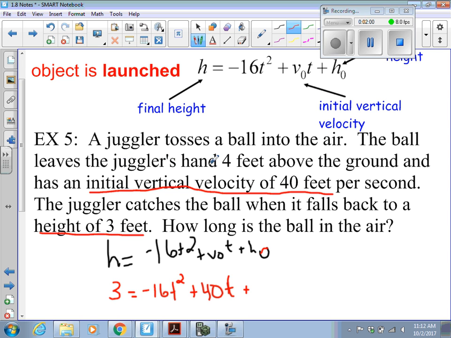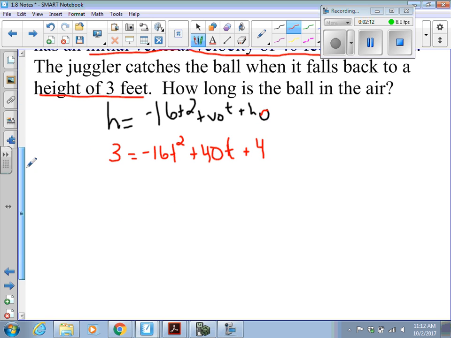It says the ball leaves the juggler's hand 4 feet above the ground. That's what we call our initial height. So that's going to be our 4 here. So in order to figure out how long the ball's in the air, we're going to solve for our t, the seconds.